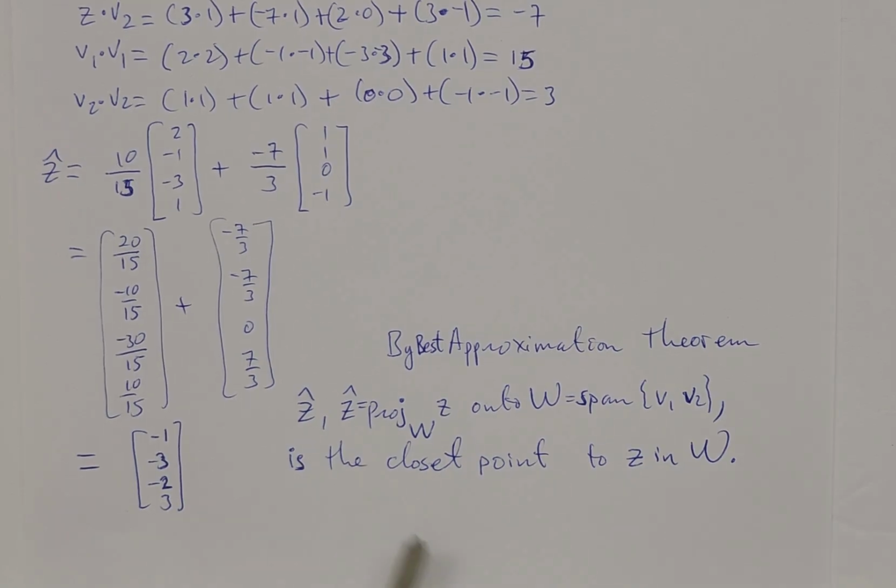Again, this example is the same as the last video. It's just in a different variable. That's all it is. Okay, so by the best approximation theorem, z hat is the closest point to regular z in W. And this is how we write it: z hat, the projection of regular z onto W, is the closest point to z in W.